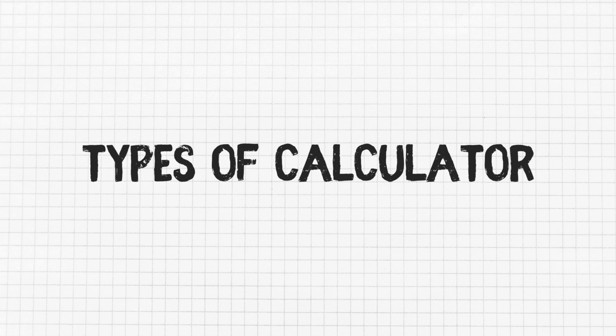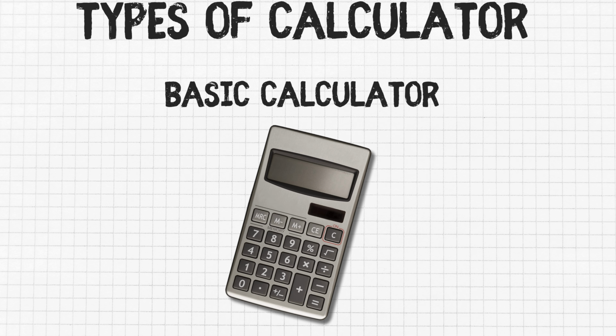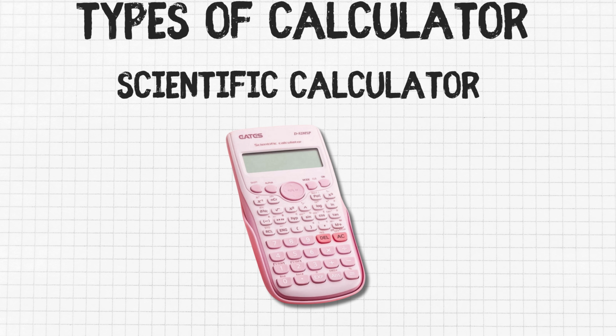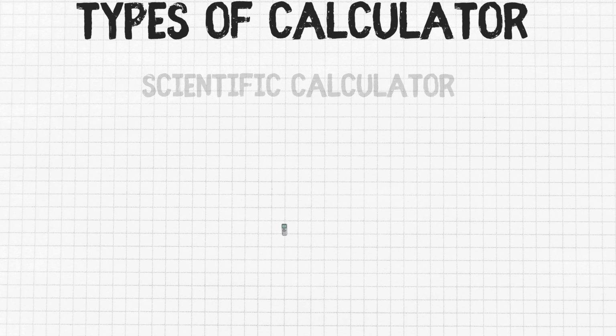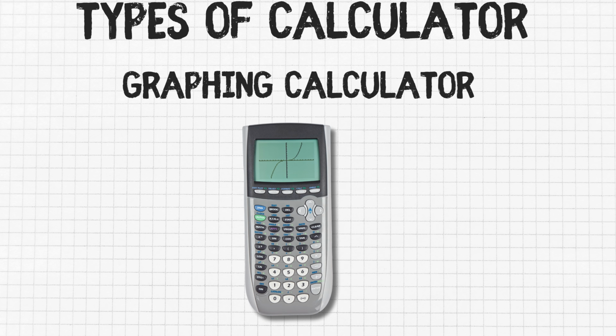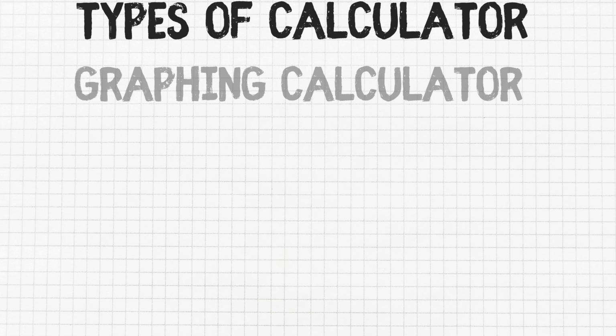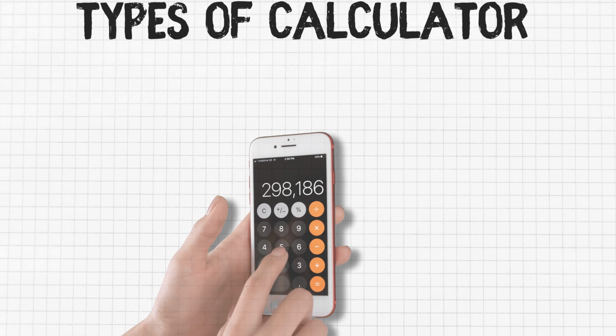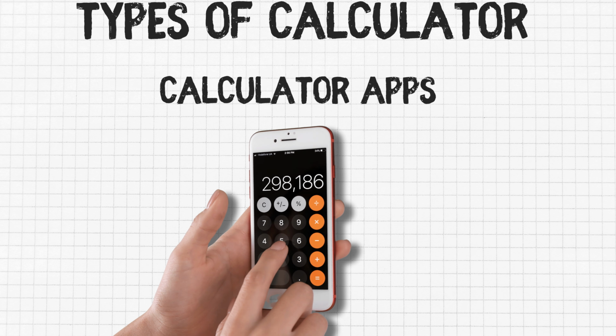There are different types of calculators. A basic calculator handles simple math. A scientific calculator is used for advanced calculations. A graphing calculator plots equations. A financial calculator helps with business and finance calculations. And there are calculator apps that can do all of this on your phone or computer.